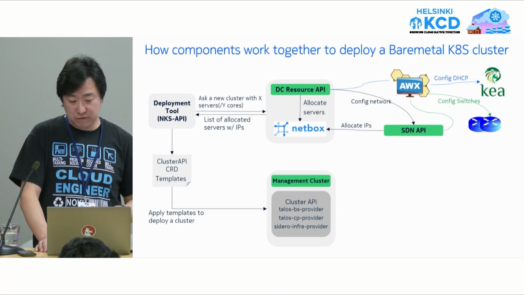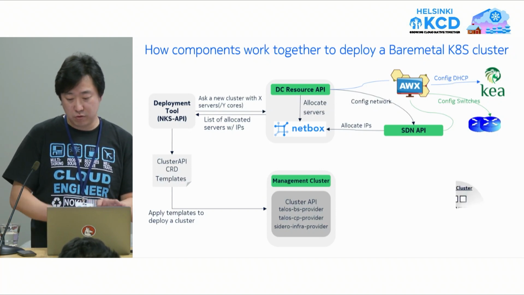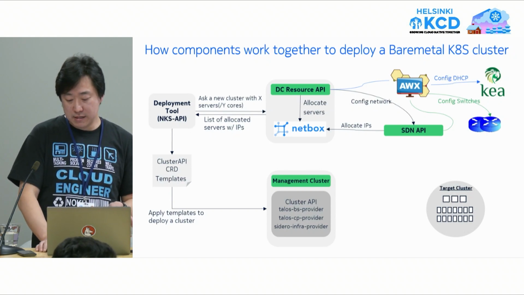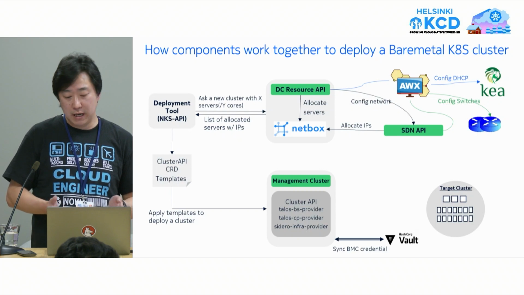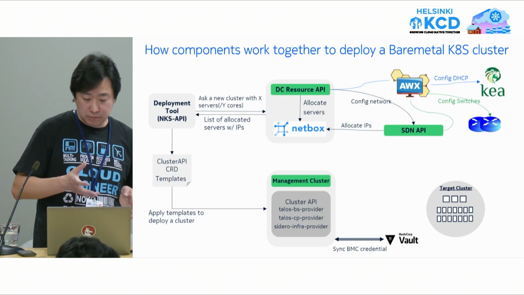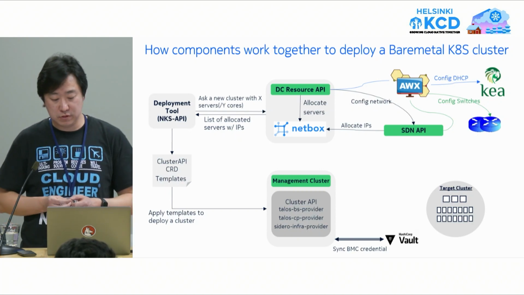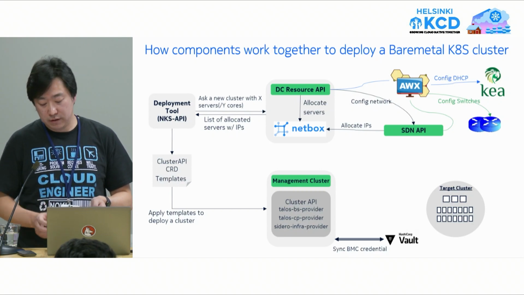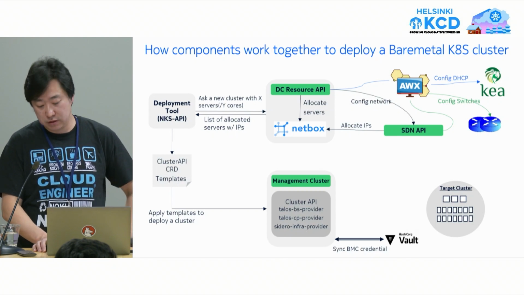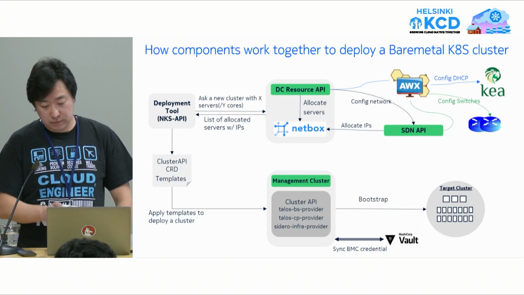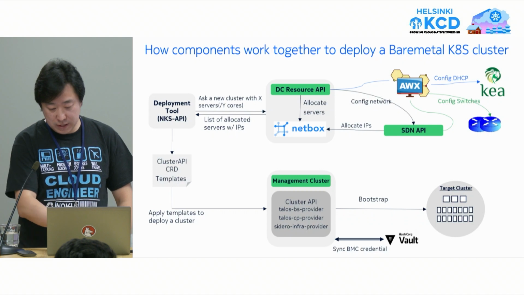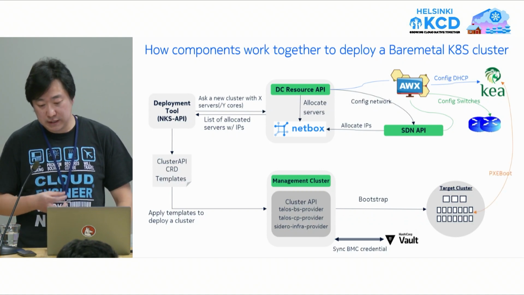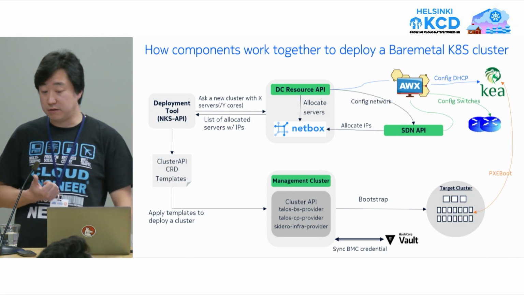Cluster API providers will further process those and model the cluster there in their own namespace, and then try to bootstrap it. To bootstrap them, the provider needs to access the BMC interface to power them on and configure them to boot from the network through PXE boot. So it does that. It gets the credential from the vault, then it bootstraps the server, and the server does the PXE boot from the DHCP server we configured earlier.